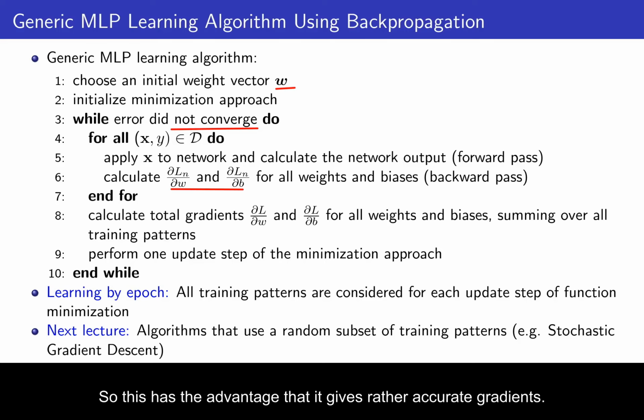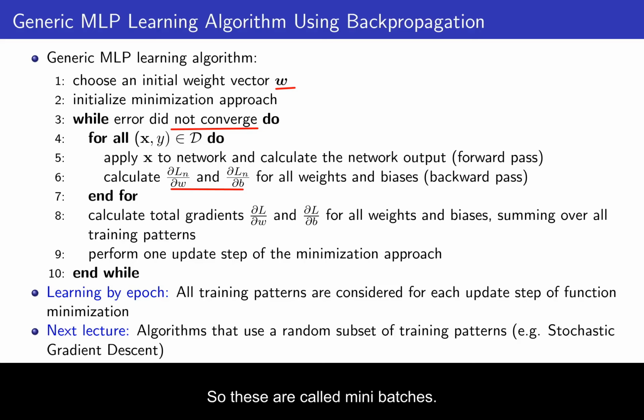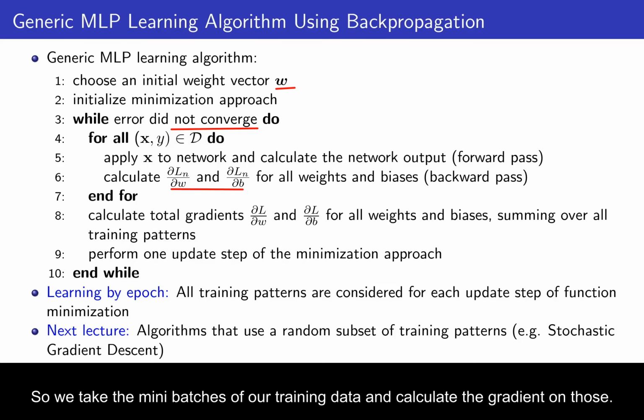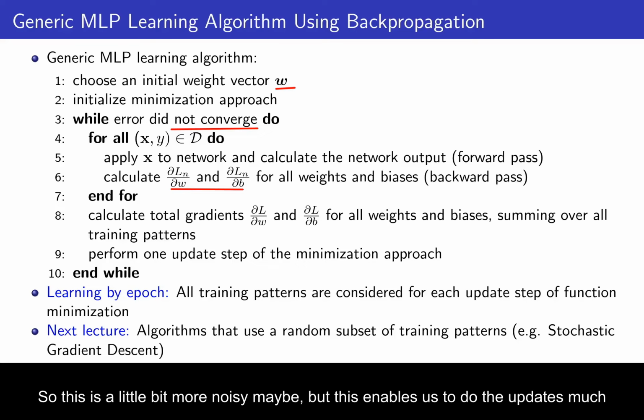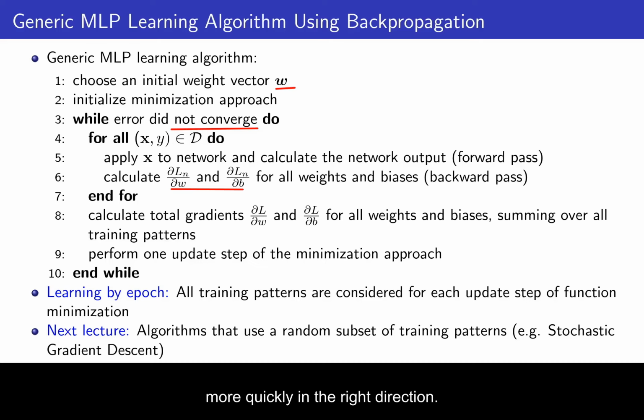This has the advantage that it gives rather accurate gradients, but the problem is that the update steps will be rather few. So a different strategy is to take smaller batches, which are called mini batches. We take the mini batches of our training data and calculate the gradient on those. This is a little bit more noisy maybe, but it enables us to do the updates much more quickly in the right direction. This is what's done in practice, and we will see that later on.